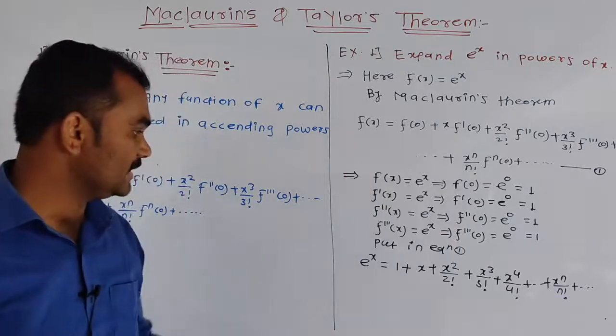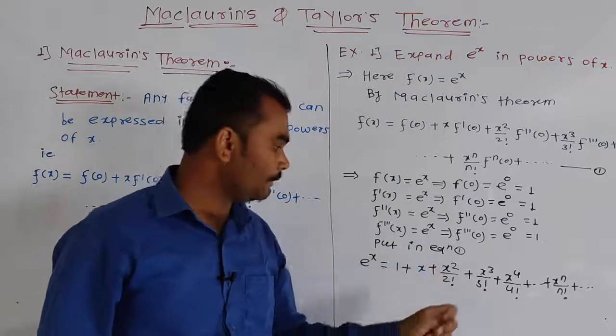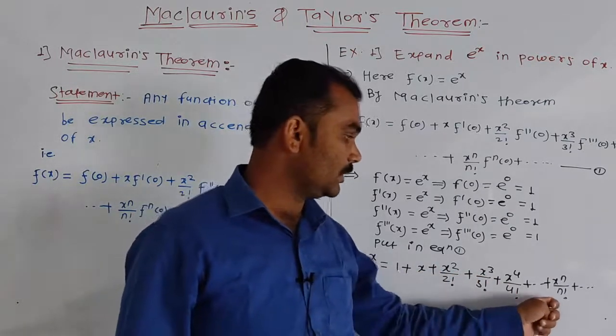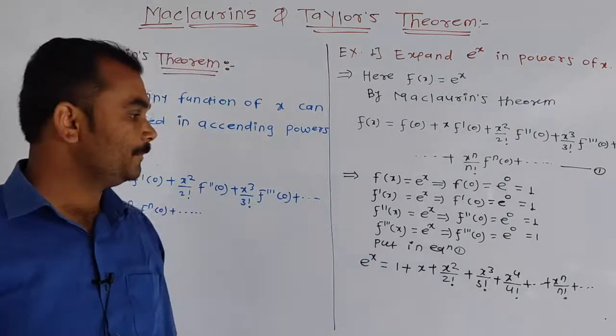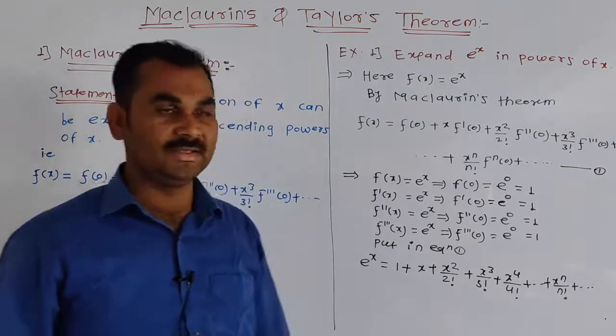Okay, that is e raised to x is equal to 1 plus x plus x square by 2 factorial plus x cube by 3 factorial plus x raised to 4 upon 4 factorial dot dot dot x raised to n upon n factorial plus dot dot dot. Okay, and this is your infinite series.